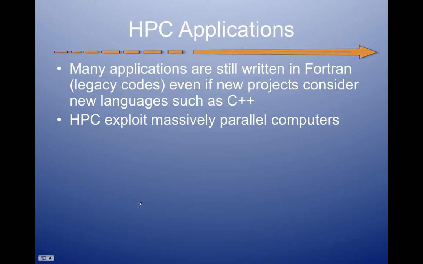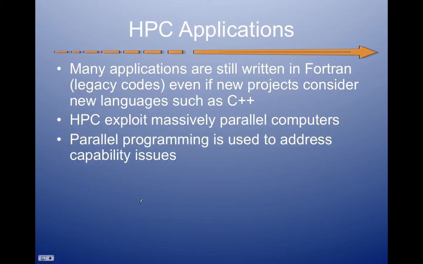HPC is based on exploiting massively parallel computers, and the parallelism in these machines is between the processors, inside the processors, and inside the instruction set. So HPC has been one of the fields where parallel programming has been used for years, especially to solve the capability issue. The idea is, because you want a task to be done by a certain deadline, you decompose this task into subtasks that can be executed in parallel.